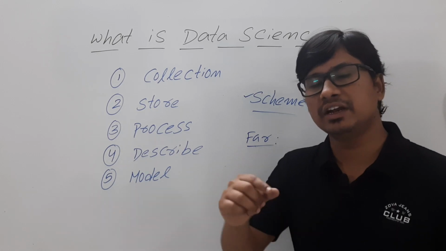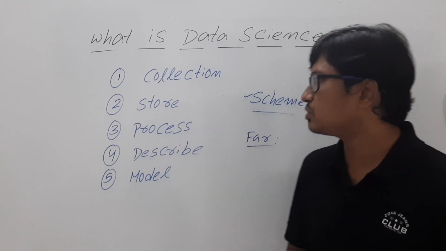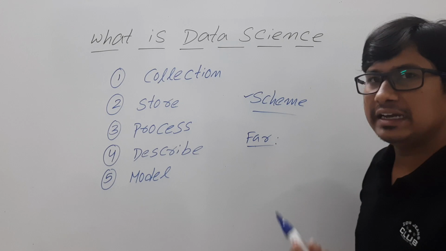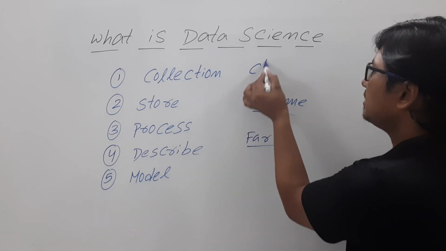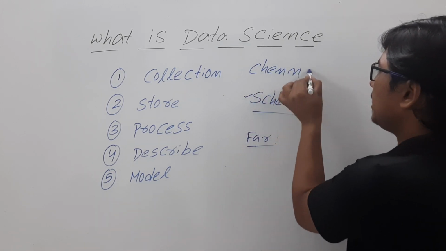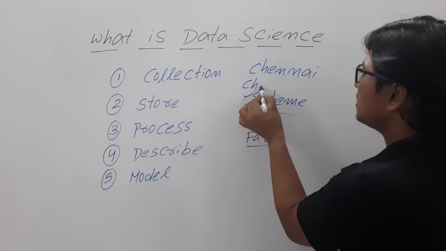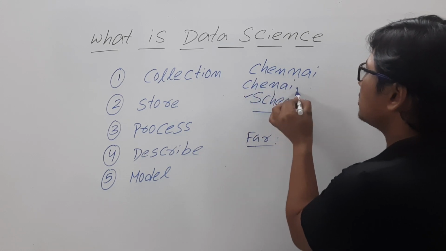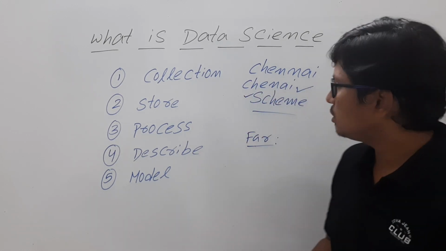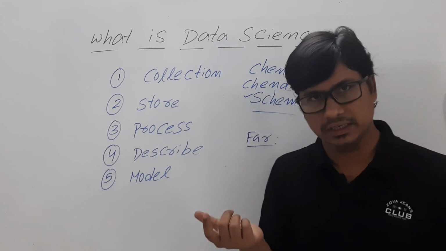And similarly, if there are spelling mistakes, suppose someone needs to write the city name as Chennai and they have entered it differently, there is a spelling mistake. Okay, so those things also you need to look at.